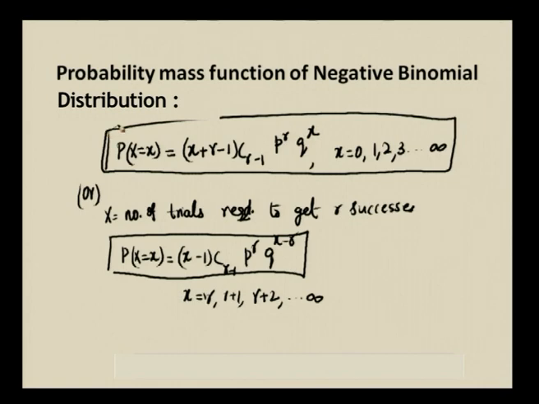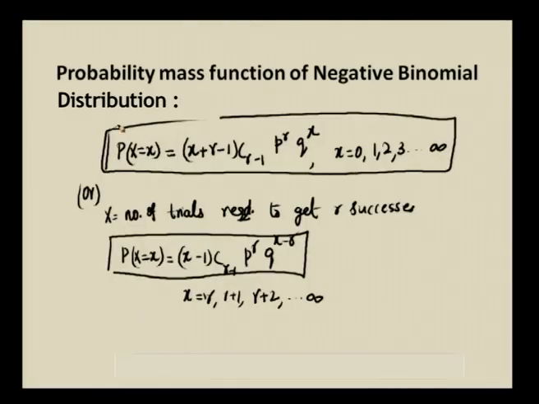This is the actual one. Whenever you simplify, you get the other definitions described by other authors. So, (x plus r minus 1) C (r minus 1) p power r q power x, if x takes the values 0, 1, 2, 3 etc. up to infinity, where x is denoting here the number of failures. And if x is the number of trials required to get r successes, then the probability mass function is given by (x minus 1) C (r minus 1) p power r q power x minus r.